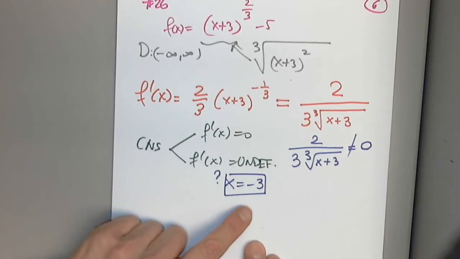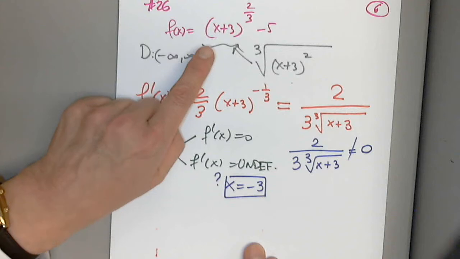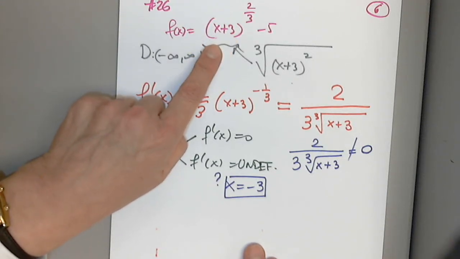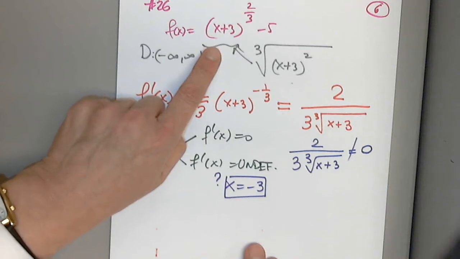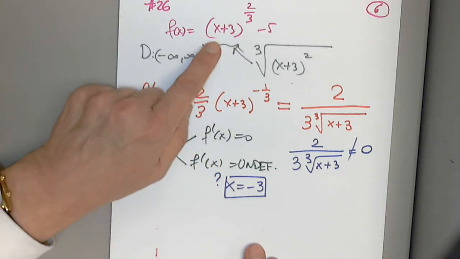Now I'm asking myself what immediately? Is the original function defined? Because if the original function is not defined at negative 3, that's not a critical number. Is the original function defined at negative 3?